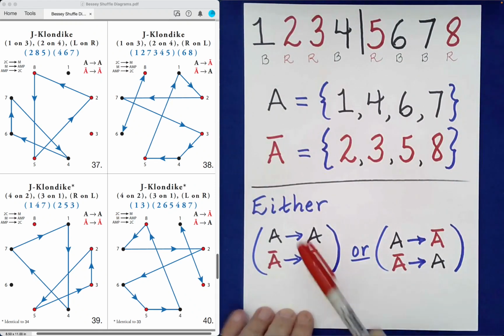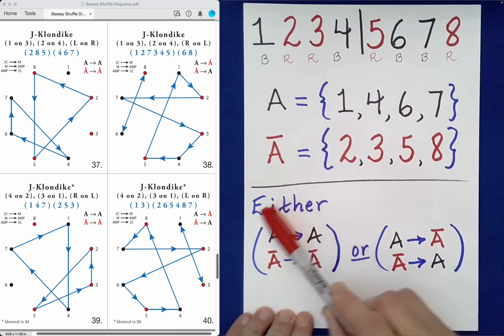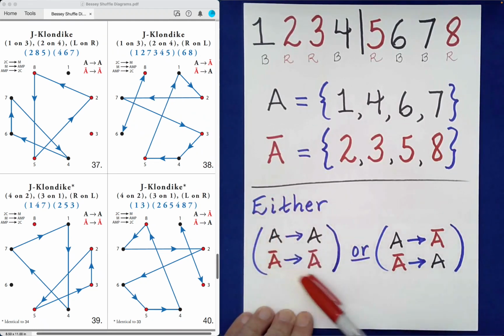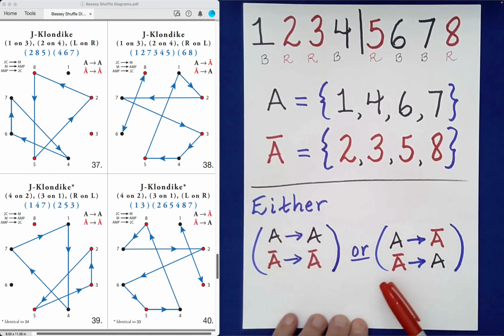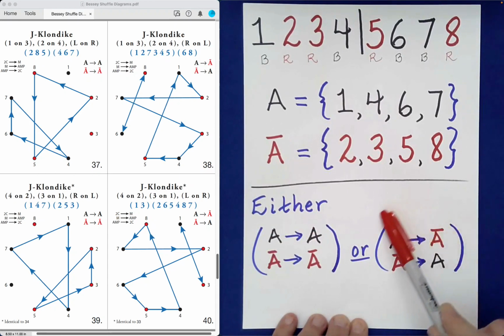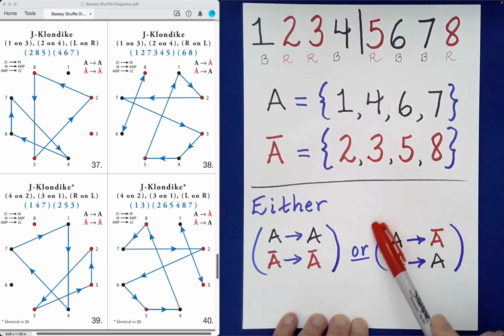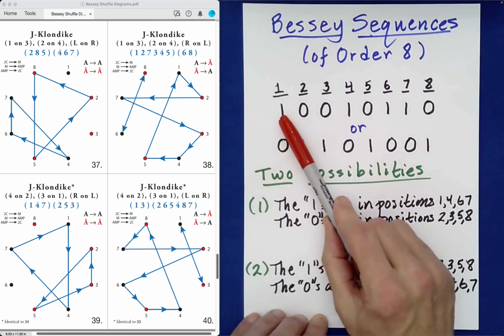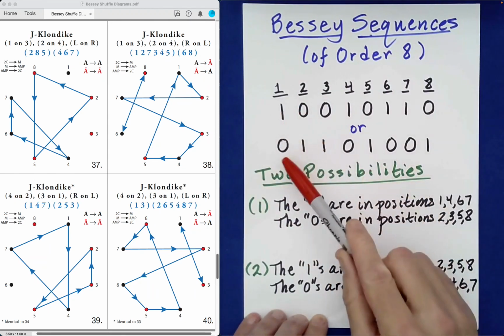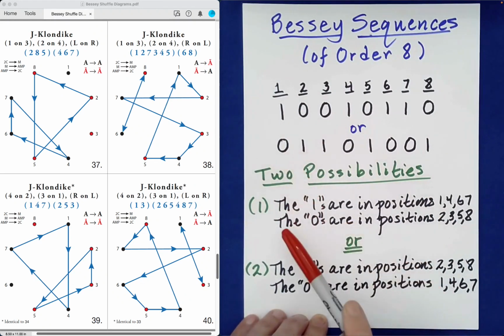Also, when a Bessey sequence is preserved, when its sequence form is preserved, we write that outcome as follows. If inversion of the sequence occurs, then that is described and represented as listed here. Finally, the two Bessey sequences divide into two categories of relationships for the locations of the zeros and ones.